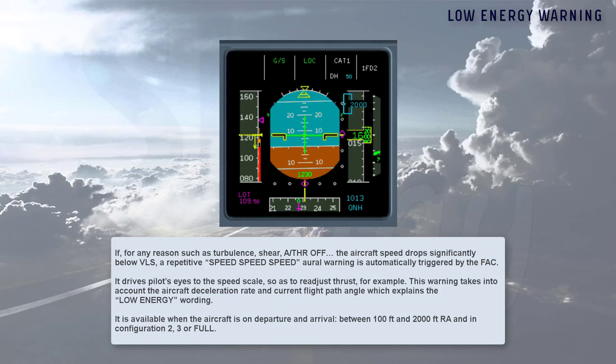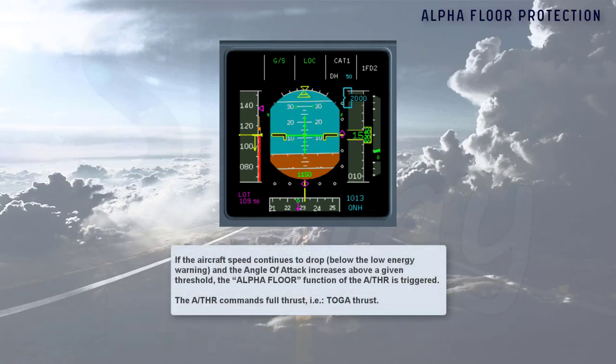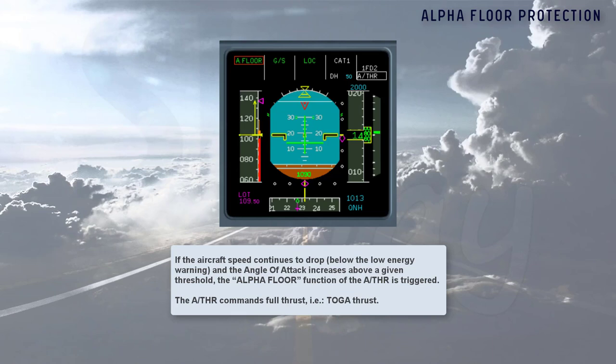It is available when the aircraft is on departure and arrival between 100 feet and 2000 feet radio altimeter and in configuration 2, 3 or full. If the aircraft speed continues to drop below the low energy warning and the angle of attack increases above a given threshold, the alpha floor function of the auto thrust is triggered. The auto thrust commands full thrust, i.e. TOGA thrust.